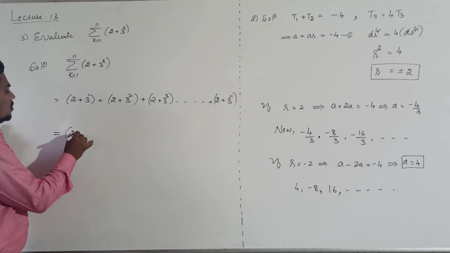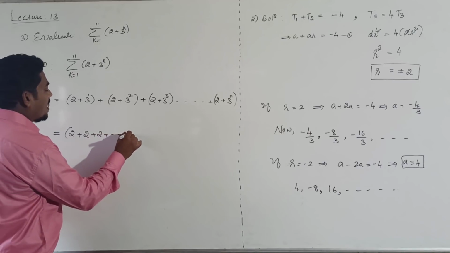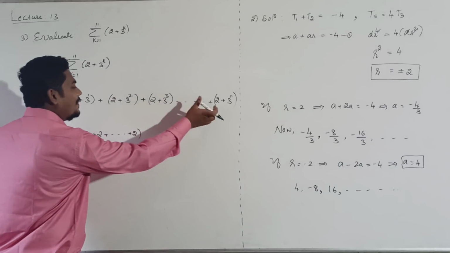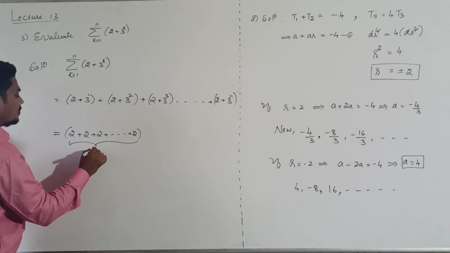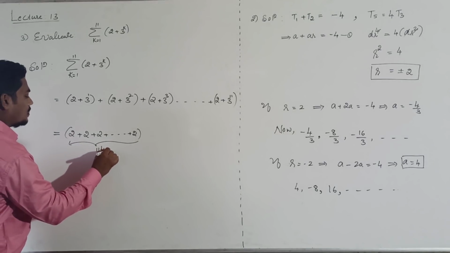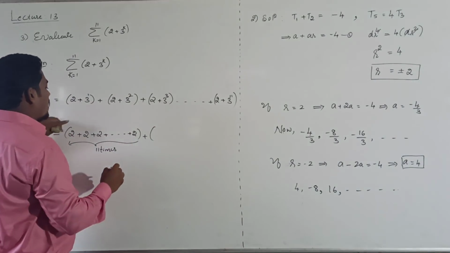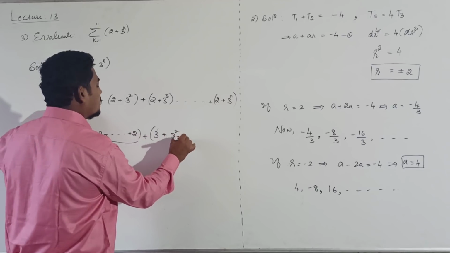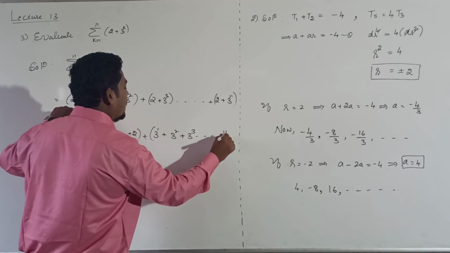I will write 2 plus 2 plus 2 plus and so on plus 2. How many times? 11 times. 2 repeated 11 times, plus 3 power 1, 3 power 2, 3 power 3 and so on up to 3 power 11.